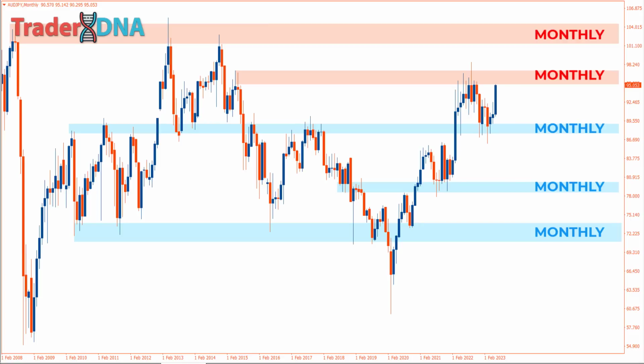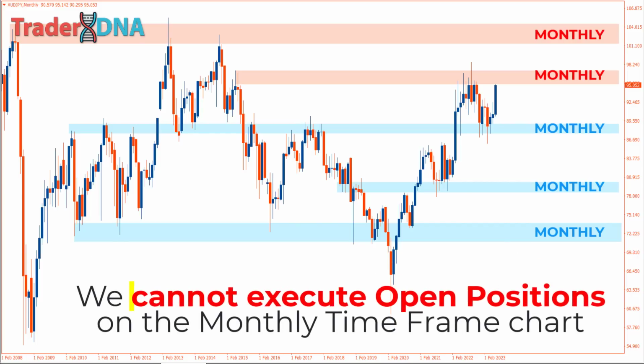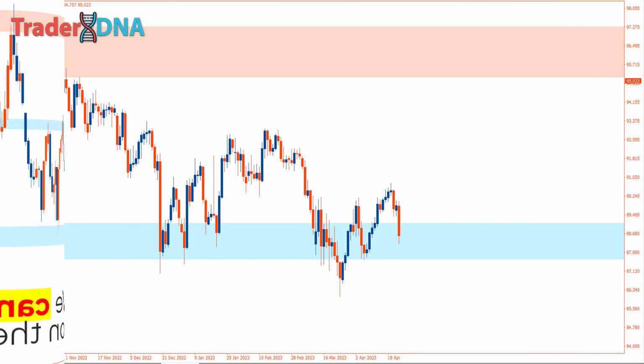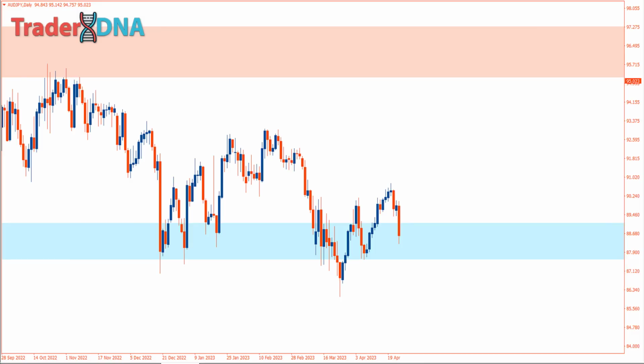As you can see in this monthly chart, we have identified monthly key levels that will serve as references for lower time frames. As I mentioned earlier, we cannot execute open positions on the monthly time frame chart. Instead, we need to place our trades on the daily or 4-hour time frame. In this case, based on the monthly key levels, we will analyze price action on the daily time frame chart.